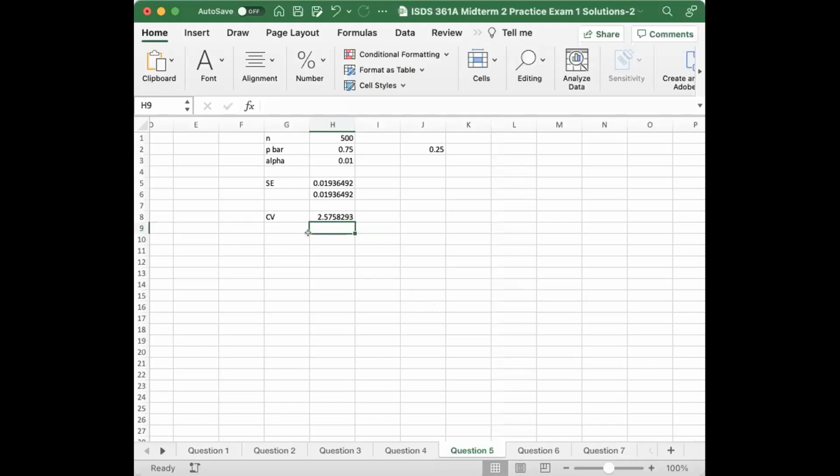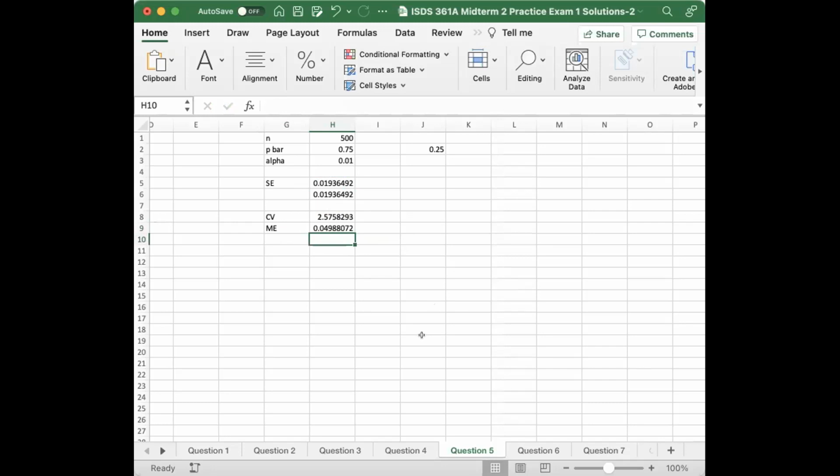So I'm going to stop sharing and go back to Excel. Okay, so we said our margin of error is going to be our standard error times our critical value. So standard error times critical value, and there we go. So that's going to be 0.04988. In other words, let's just round that to 0.05.